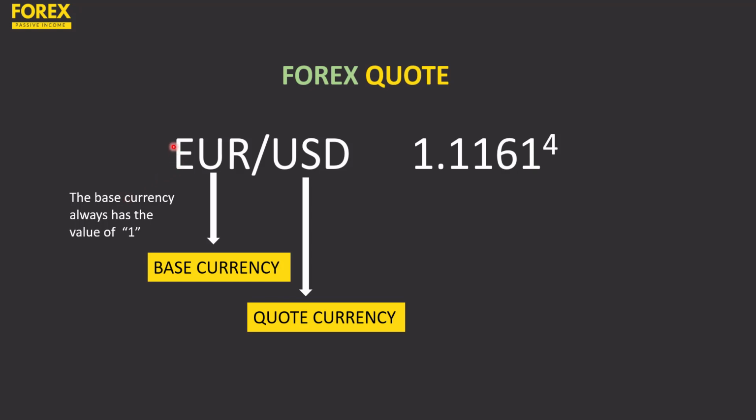So this is to say that 1 euro is worth 1.1161 US dollars. That's the proper way to interpret this pair. 1 euro is worth 1.1161 US dollars.